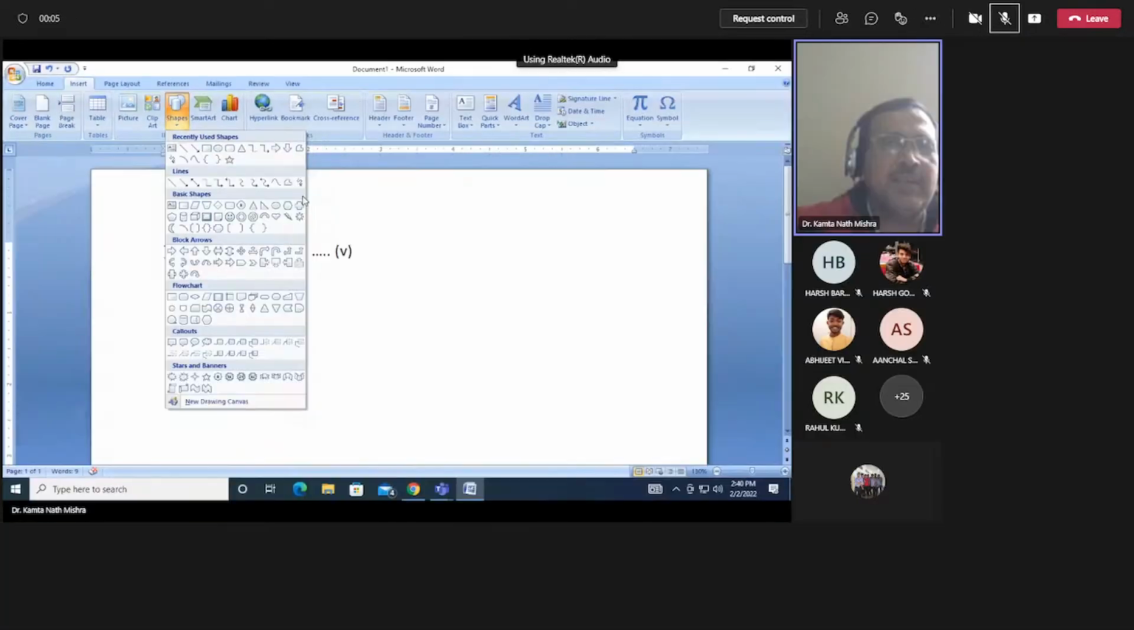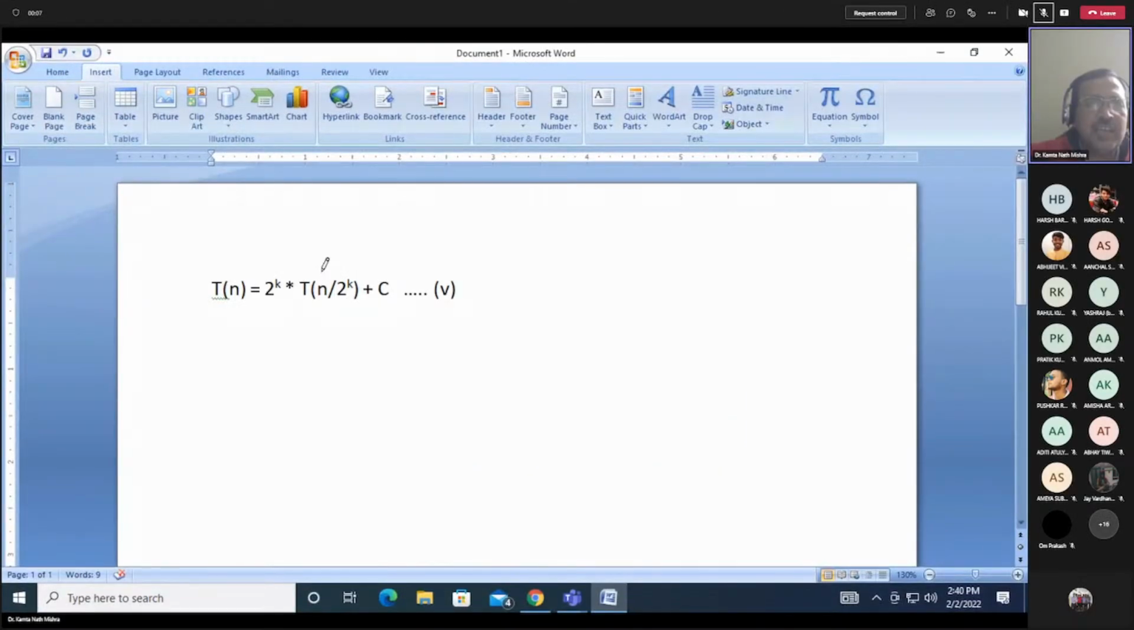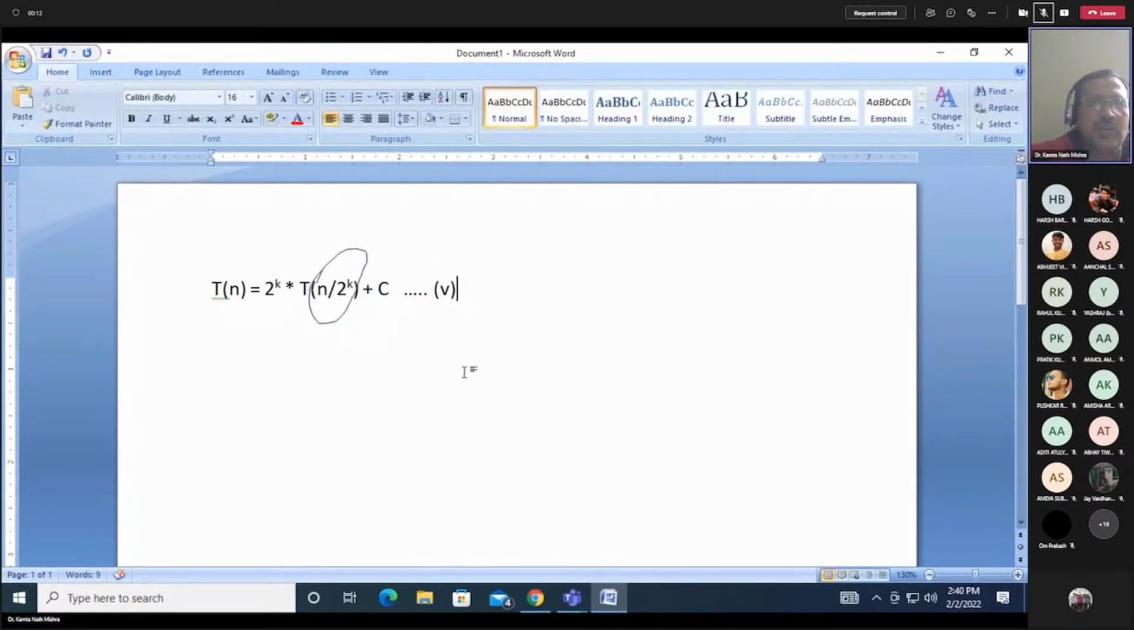If you keep on dividing, the recurrence will terminate when n by 2 power k is equal to 1. So equation 5 will terminate if n by 2 to the power k is equal to 1. It means that n equals 2 to the power k.